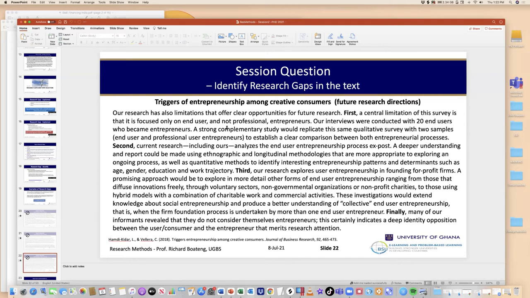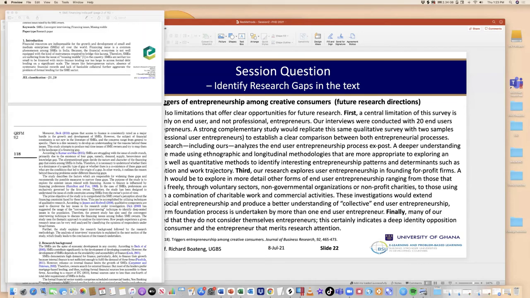So that is one. As well as quantitative methods. Qualitative people can do that. But the quantitative people should also look at identifying the interesting entrepreneurship patterns and determinants such as age, gender, education, and work trajectory, and how that affects a person in becoming an entrepreneur. So there are other ones there. I'm just trying to show you that at the end of the person's study, you can also leave gaps for you. At the end of the person's study.